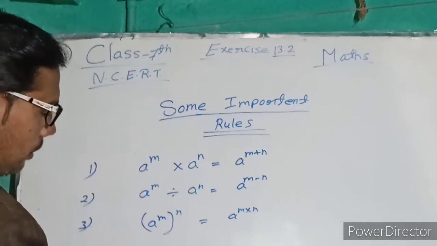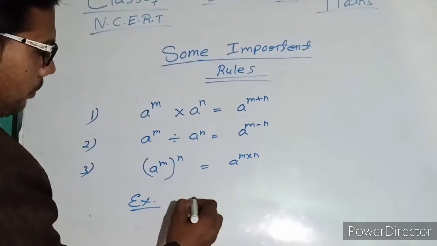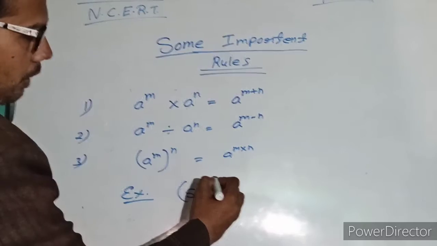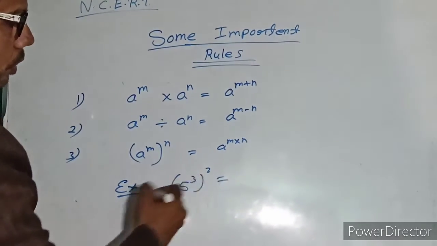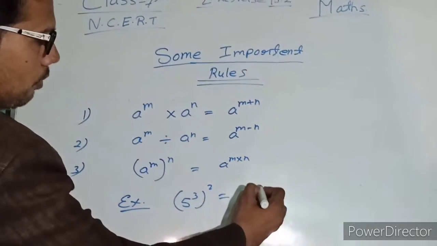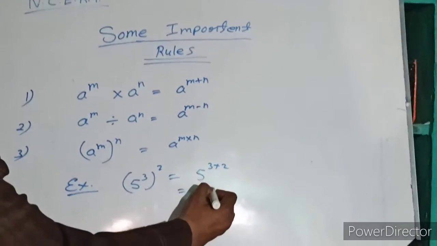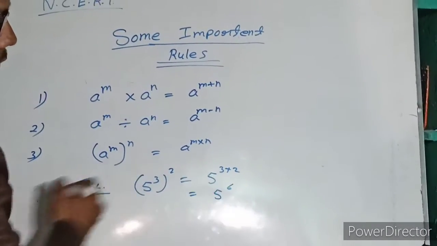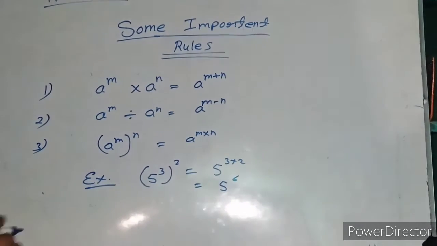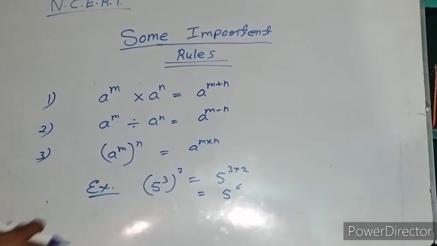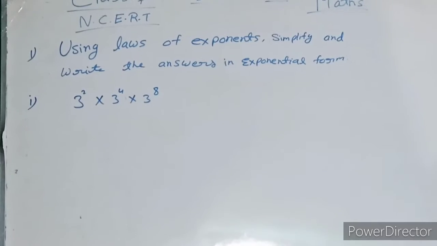For example, 5 raised to the power 3 and whole power is 2. So we will do it like this: 3 into 2 means we have the answer 5 raised to the power 6. So these are some basic rules that we will use in this exercise.